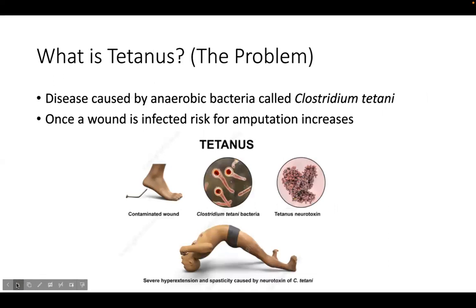So what is tetanus? Tetanus is a common disease caused by anaerobic bacteria called Clostridium tetani in deep tissue infections. Once the wound is infected with Clostridium tetani, the risk for amputation and mortality increases greatly. For this reason, the tetanus vaccine in early life is of utmost importance because this can become problematic in specific regions. Therefore, it is necessary to design a rapid and sensitive detection method for the early diagnosis and clinical treatment of tetanus.